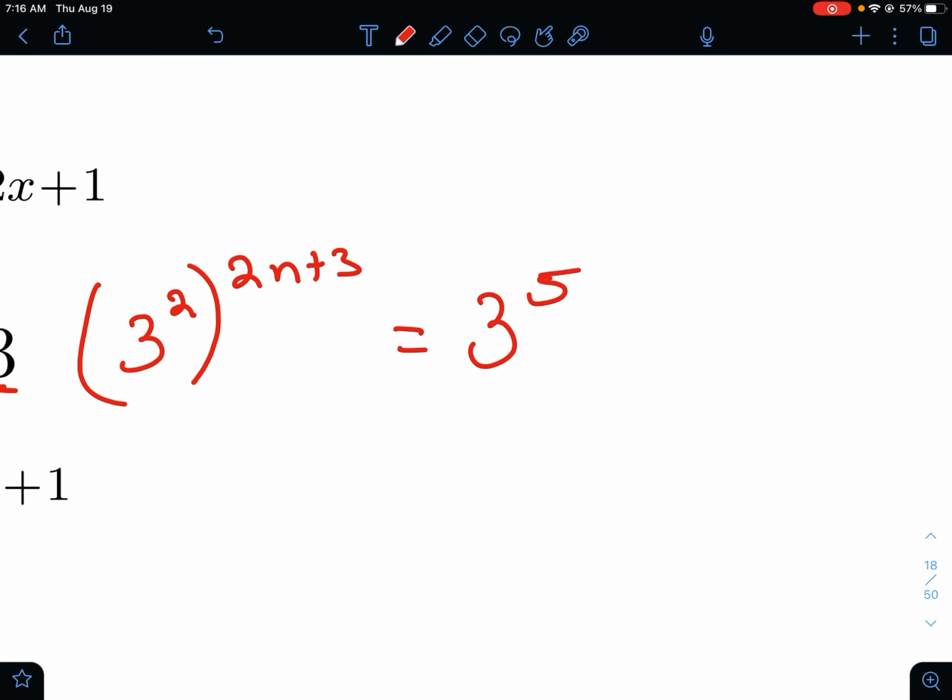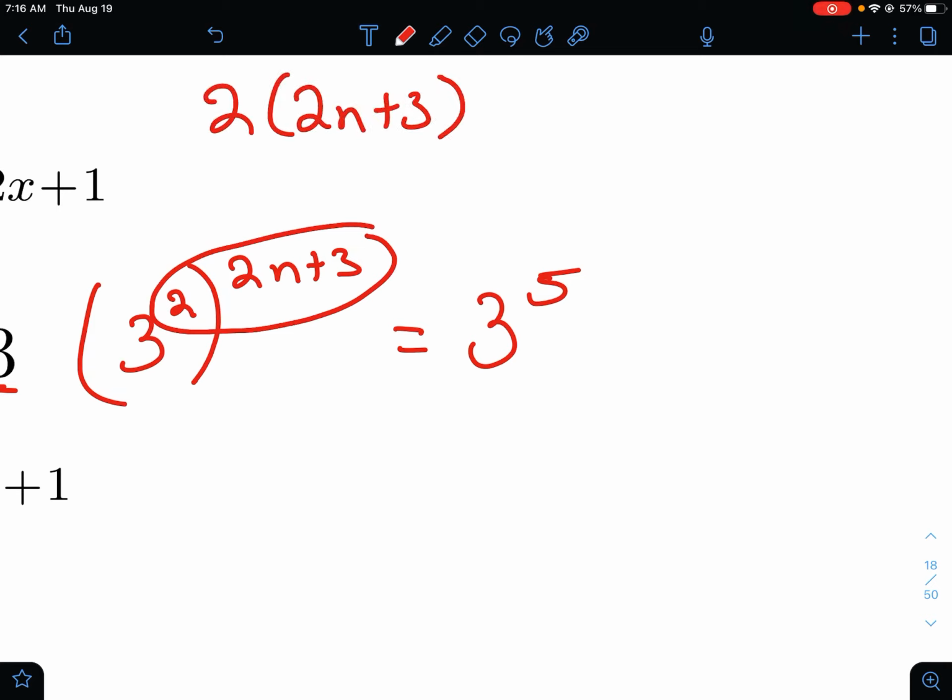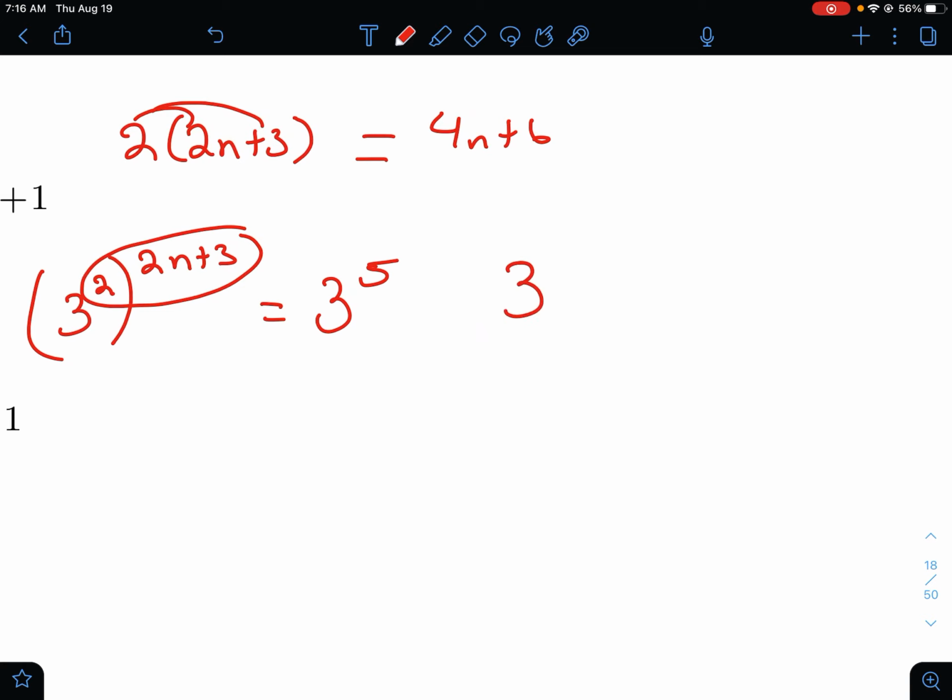So now we have to use our rules of exponents. This is 3 squared raised to the power, so it's like 3 to the power of 2, that quantity to the power of 2n plus 3. If you recall, when you raise a power to a power, you multiply them. So if I multiply these, I just have to distribute, right? I would get 4n plus 6. So I could rewrite this as 3 to the power of 4n plus 6 equals 3 to the 5th. So now I've got the same base again. Took a little bit of work, but I got there.